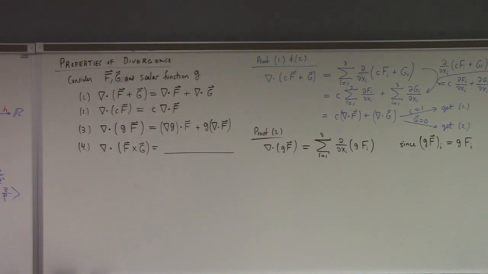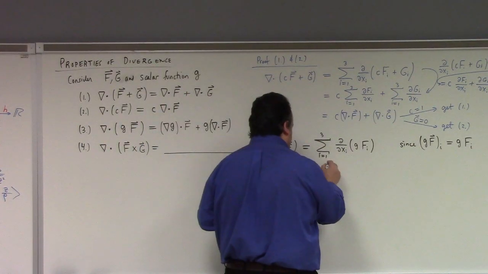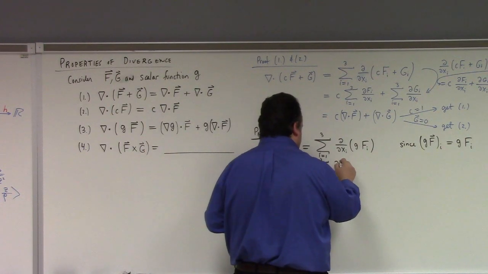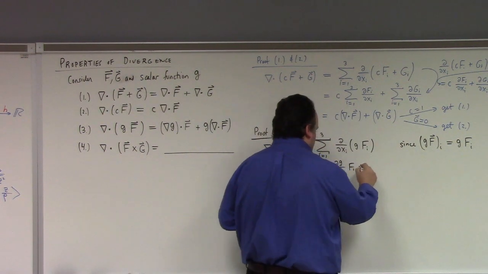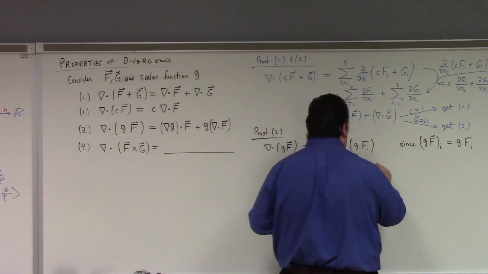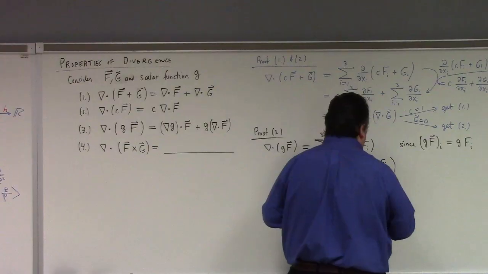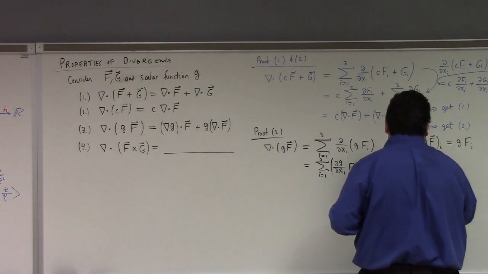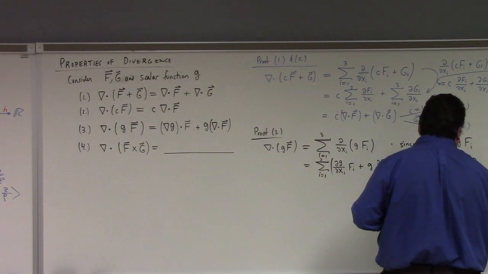Now G times F sub i, that's a product of two functions of x, y, and z, right? So we have a product rule for partial derivatives. And so that gives me the sum, i equals 1 to 3 of partial G partial x_i times F sub i, plus G times partial F sub i partial x sub i. That right here is just the product rule for the partial derivative.